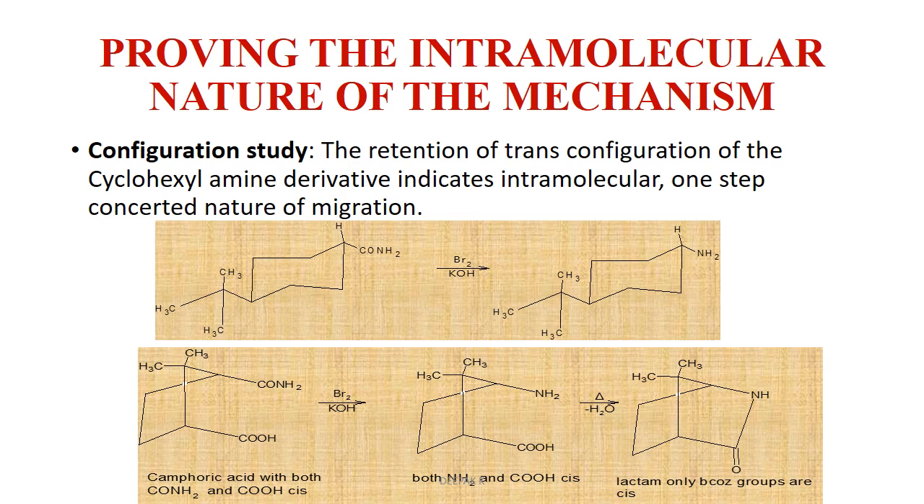In that case, what is happening is that the CONH2 group is at the equatorial position, and in the product also the NH2 group is at the equatorial position. And then look at another proof. It's camphoric acid, where the CONH2 group and COOH group are cis, right? Because both are looking down. And if you are treating with bromine in alkali, CONH2 is converted to NH2.